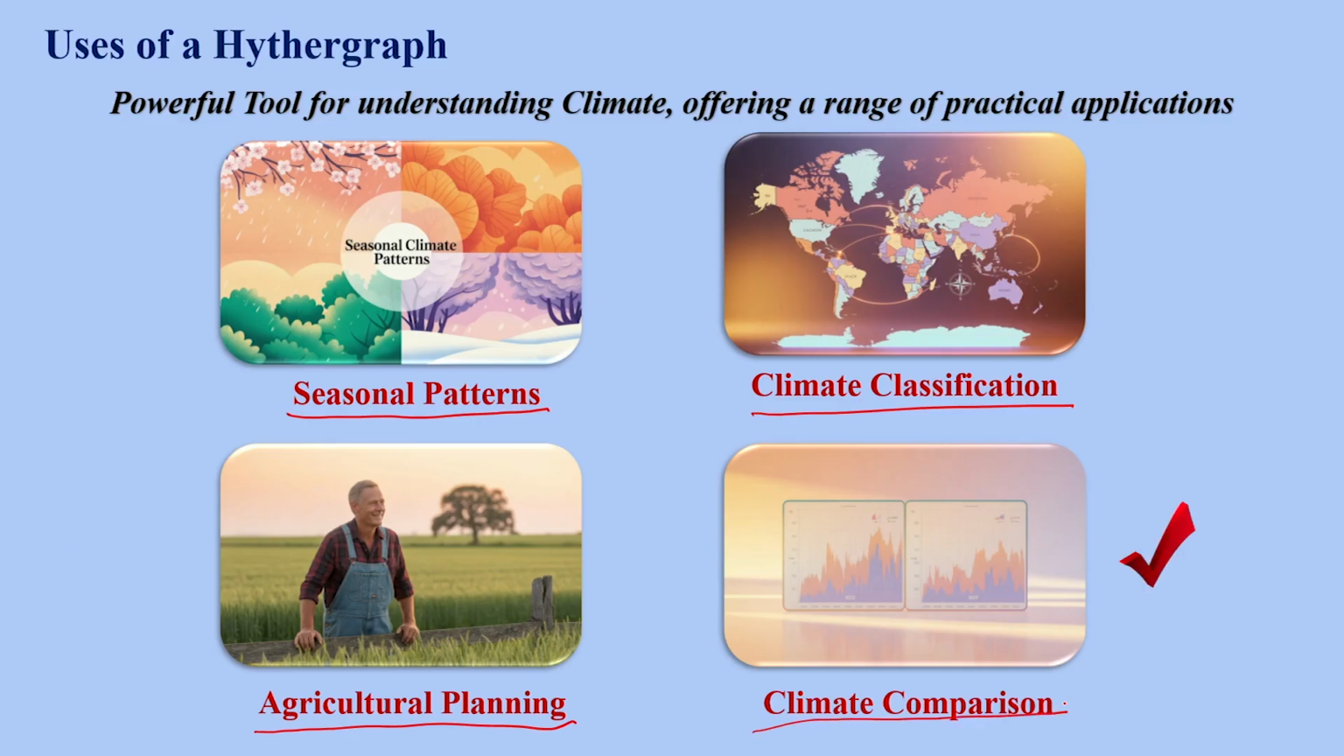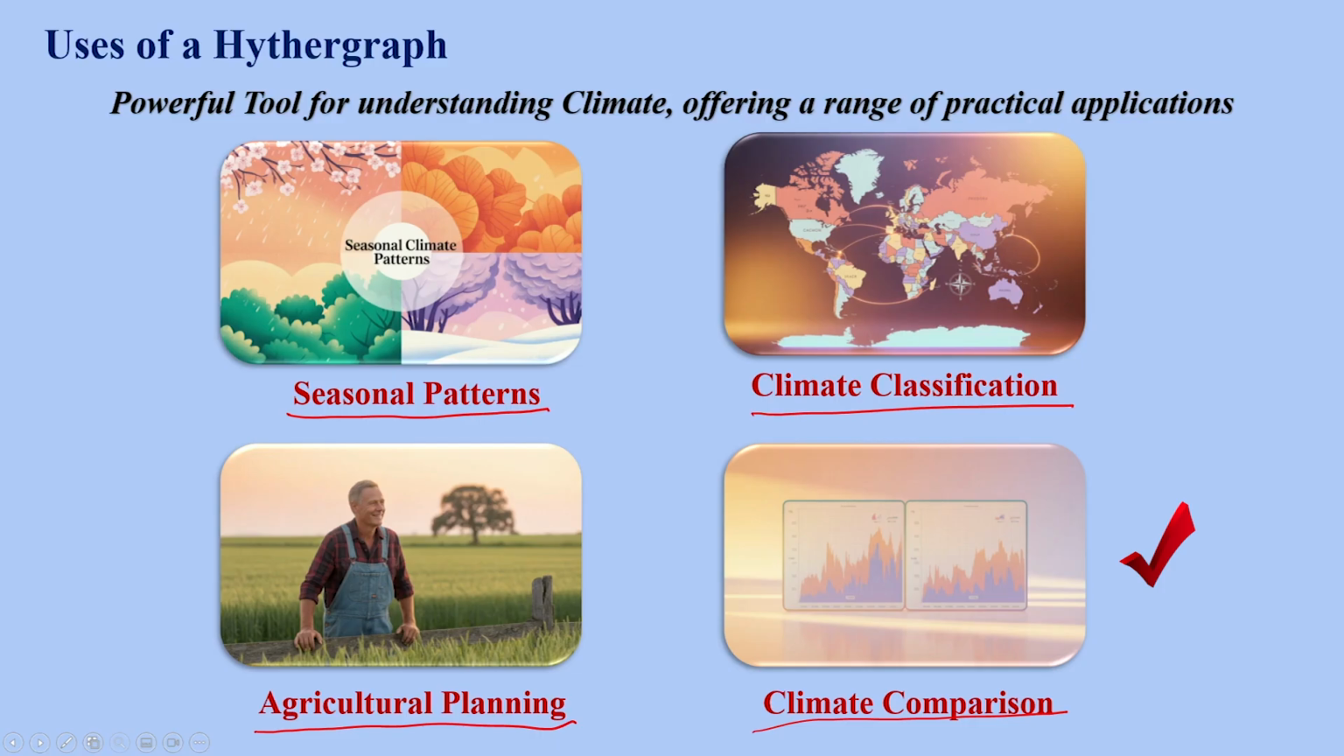The fourth application of the Hythergraph is climate comparison. Suppose we have two climate zones, two regions, one in India and another in the UK. By seeing the Hythergraph, we can compare both of them and see how the month with higher rainfall in India differs from the rainfall in the UK.